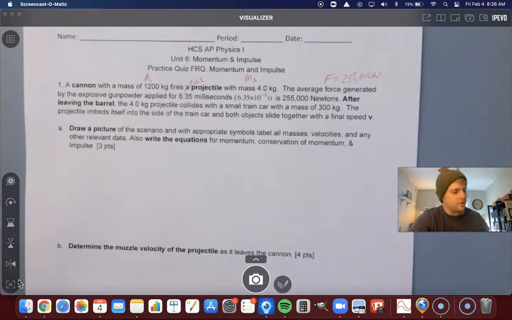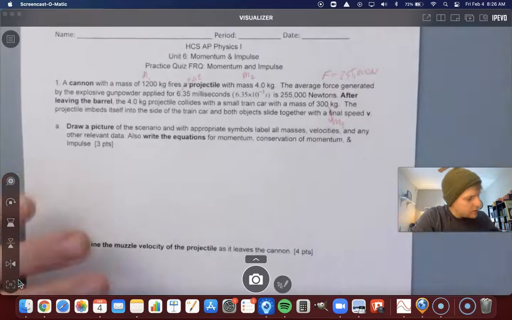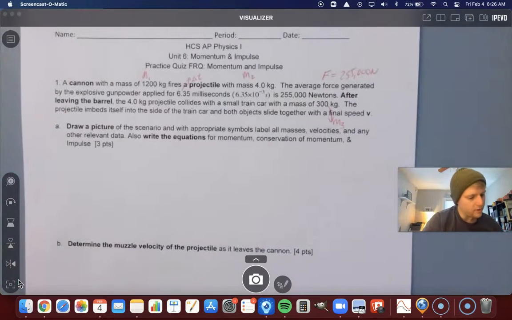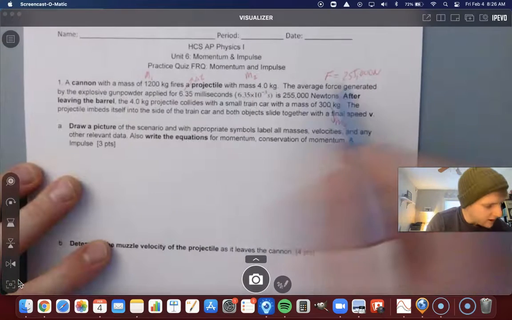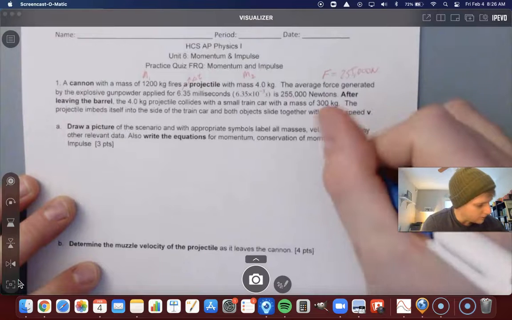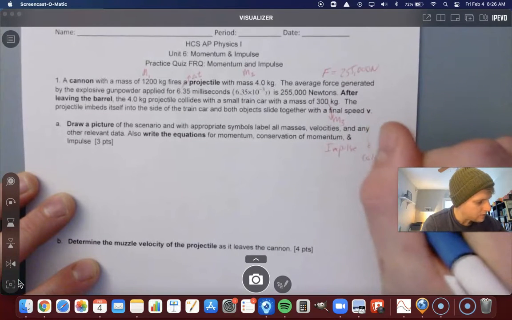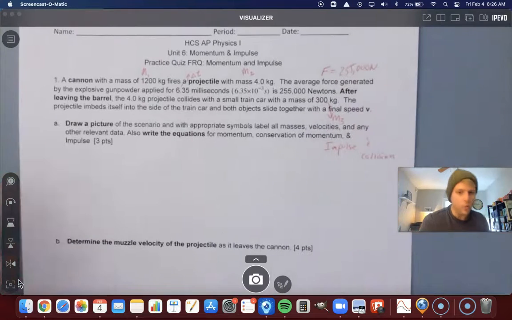After leaving the barrel, the 4-kilogram projectile collides with a smaller train car with mass of 300 kilograms. Now we get to make a choice here. It's just as easy to call that M3. Why not? So it's going to bump into another train car. The projectile embeds itself into the side of the train car, and both objects slide together at a final speed. So it sounds like we've got force and time. That sounds like it's going to be an impulse question. And then we've got the projectile smashing into the second train car, hitting it and sticking and sliding together. So that sounds like a collision. So right away I'm thinking we're going to have an impulse and a collision. So this is kind of two questions in one.